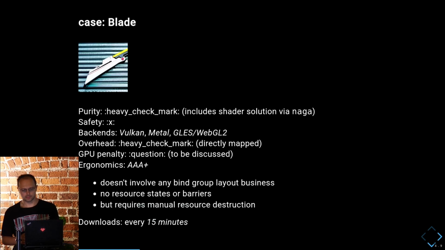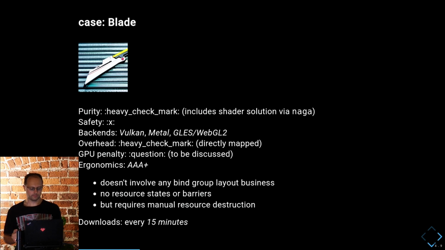Then we go into Blade. That's the library I've been working on lately, also using WGSL shaders, so Naga for shader processing. And it's not safe. I'm not trying to make it safe. I'm going to talk about it more. It targets Vulkan, Metal and GLES with WebGL. So compared to WGPU, it's missing D3D12, Desktop GL, and WebGPU. Those are not current targets. But if you're aiming to run on desktops or mobile phones, it's all there.